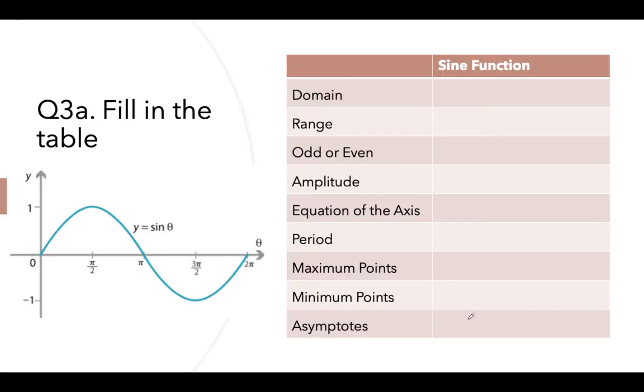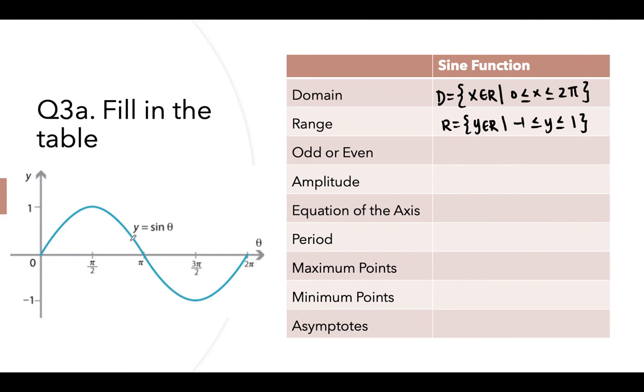Okay, so let's fill in the table. For sine on the left, as you can see, it represents one cycle. So assuming that it's one cycle, for domain, x can be any real number, but such that if it's one cycle, it's in between 0 and 2 pi. For range, y can be any real number, such that it seems like the lowest point is -1 and the highest point is 1. Now, is it odd or even?